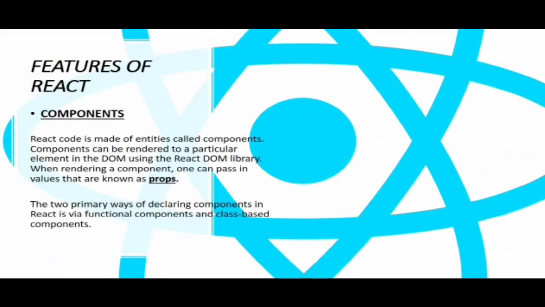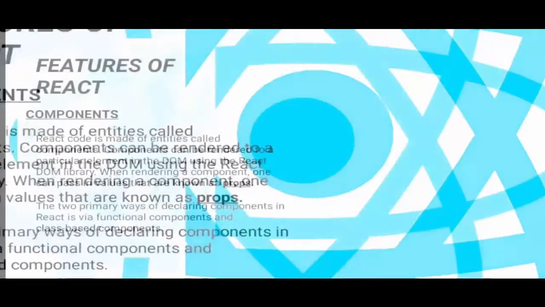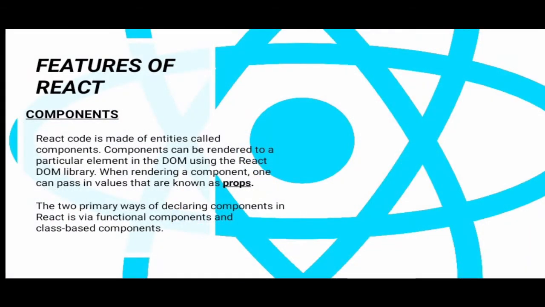Now, let's see the features of React. Components. React code is made of entities called components. Components can be rendered to a particular element in the DOM using the React DOM library. When rendering a component, one can pass in values that are known as props. The two primary ways of declaring components in React are via functional components and class-based components.